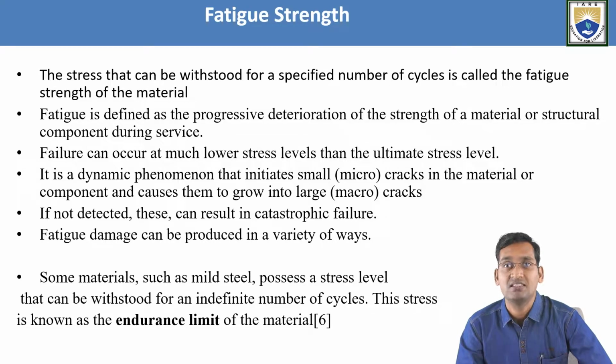Some materials such as mild steel possess a stress level that can be withstood for an infinite number of cycles. Means some materials like mild steel have an infinite number of cycles, but some materials have only one or two. Like if you take soft aluminum wire, you can bend it 4 or 5 times and you will see that it breaks. So that depends on the nature of the material, how many times it can sustain, and that is known as the endurance limit of the material. Means up to what limit or how many cycles it can withstand, that is called the endurance limit of that particular material. This endurance limit will be different for different materials.